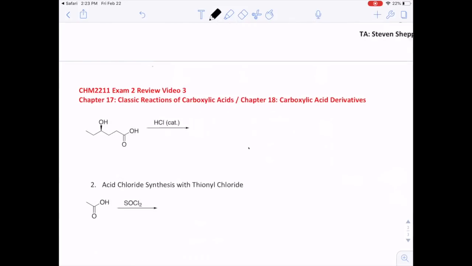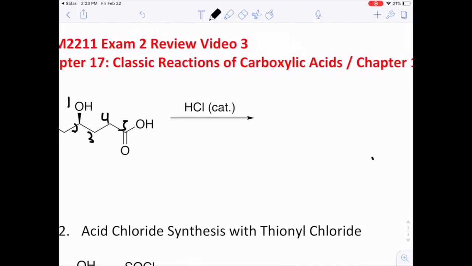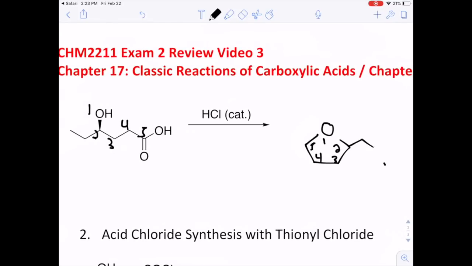So here's another example of Fischer esterification, but it's intramolecular. I did want to point this out. If you want to count your atoms in this chain, it's 1, 2, 3, 4, 5. So we're expecting a 5-carbon ring, or just a 5-atom ring. And then if I were to number it, 1, 2, 3, 4, 5. At position 2, we're going to have an ethyl group. And at position 5, we're going to have that carbonyl group, all right?